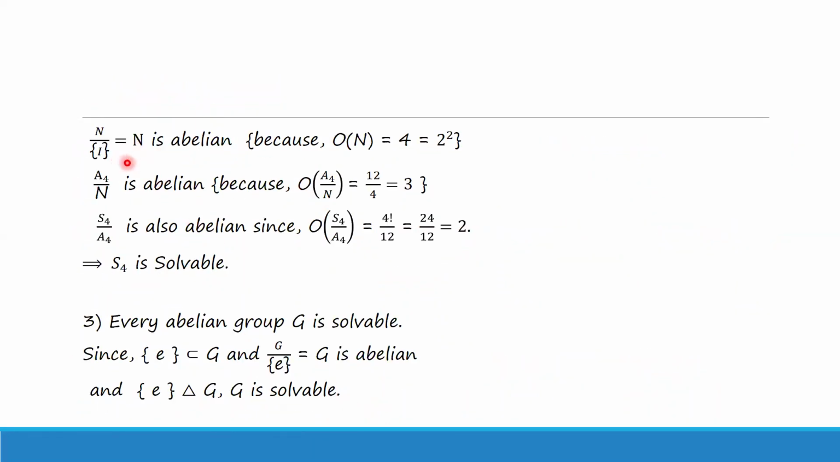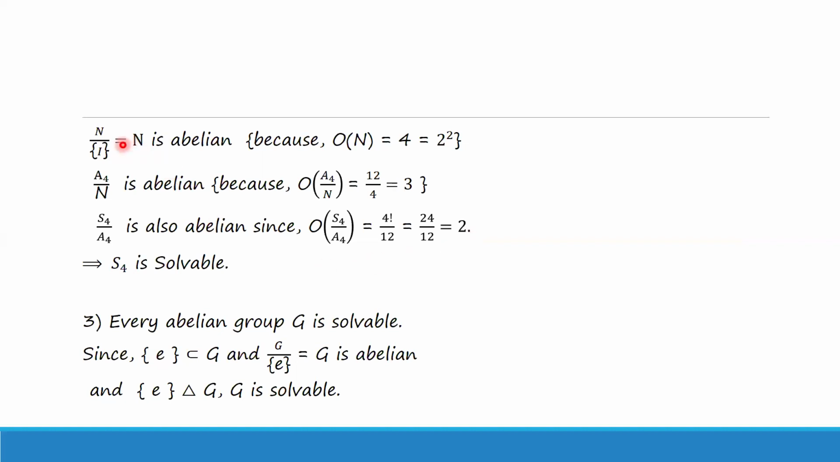Next, N by I. It is abelian because the order of N is 4 and 4 can be written as 2 square. Therefore, it is a prime power. Okay. Therefore, N is abelian. A4 by N is also abelian because the order of A4 by N is 12 by 4, and that is 3, and 3 is a prime number. S4 by A4 is also abelian since the order of S4 by A4 is 4 factorial by 12, that is 24 by 12, which gives us 2, a prime number.